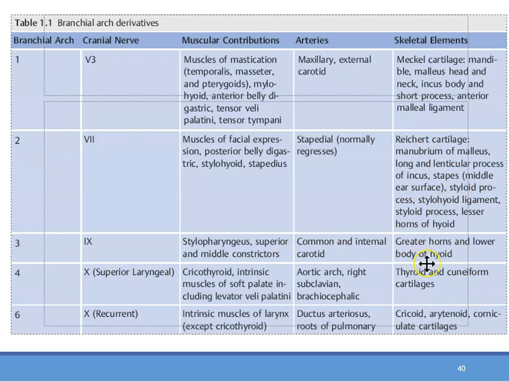Third one is the hyoid, like the greater horns and the lower body of the hyoid. The upper body and the lesser horn are from the second arc. Third one is the rest of it. So the greater horn of the hyoid bone and the lower body of the hyoid bone. All right, that's it.